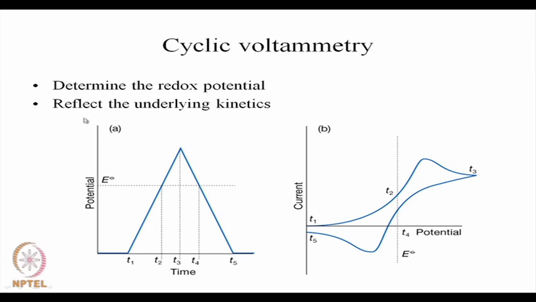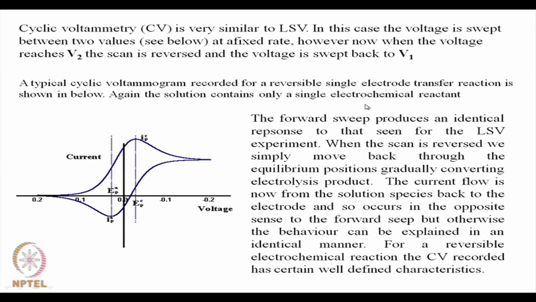So, what is the usefulness of such a plot? The important thing is that we can determine the redox potential of an electroactive substance, of a redox couple, and it reflects the underlying kinetics. As I told you, in linear sweep voltammetry, changing your scan rate gives you an idea of whether your electron transfer reaction is slow or fast.